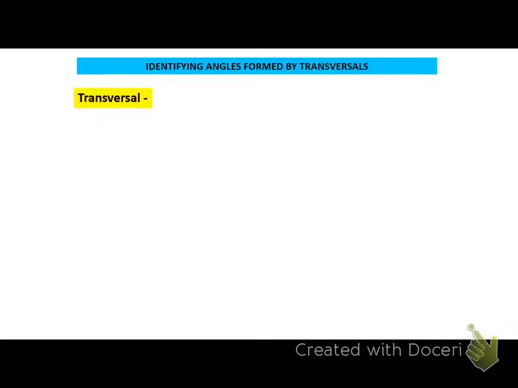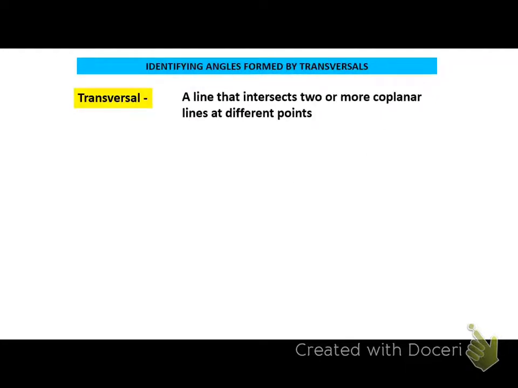So what you're going to write, what kind of line it is: a line that intersects two or more coplanar lines at different points. It is a line that intersects two or more coplanar lines at different points.